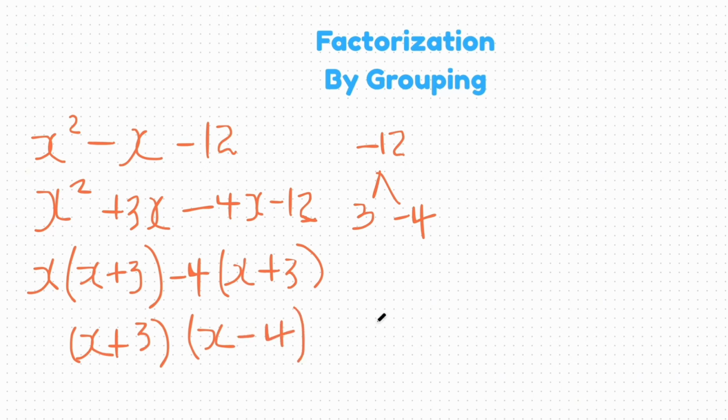So this is the end of the video. This is how we factorize by grouping when we have 4 terms or 3 terms.